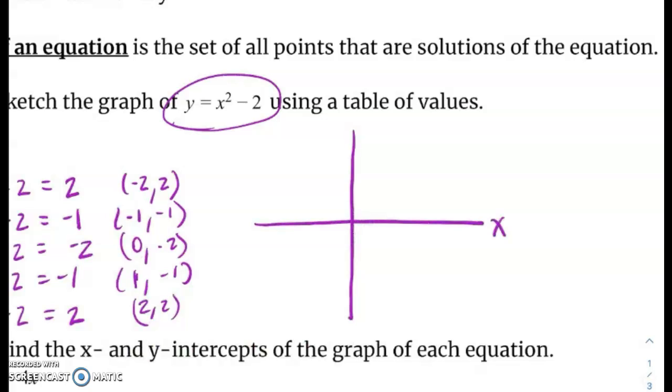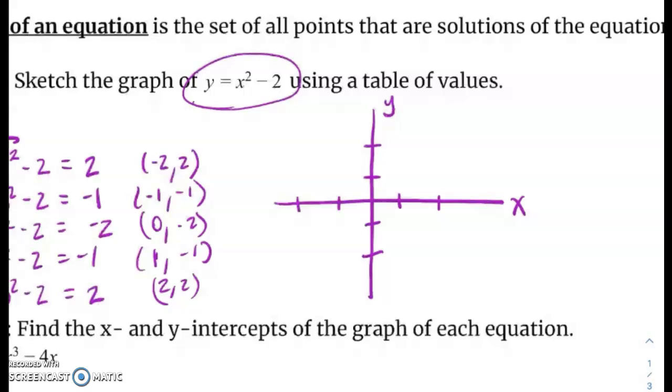So you've got your x-axis and you've got your y-axis. And then we can mark this. We went over 1, 2, -1, 2. We're getting values that go up 2 and values that go down 2. And then we can plot these ordered pairs. So (-2, 2) would be left 2, up 2. (-1, -1) is left 1, down 1. (0, -2) is 0 and then go down 2. (1, -1) is over 1, down 1. And (2, 2) is right 2, up 2.